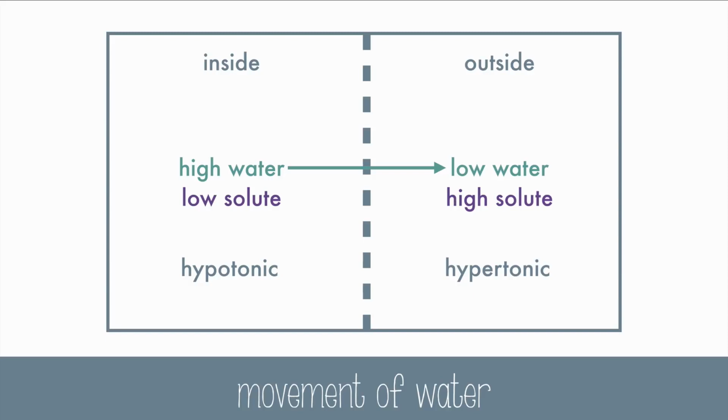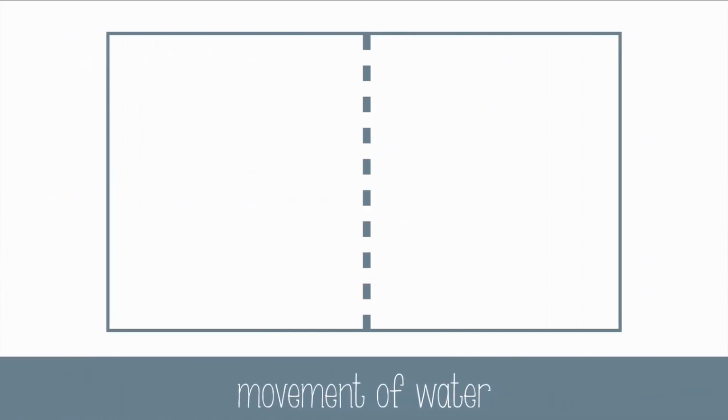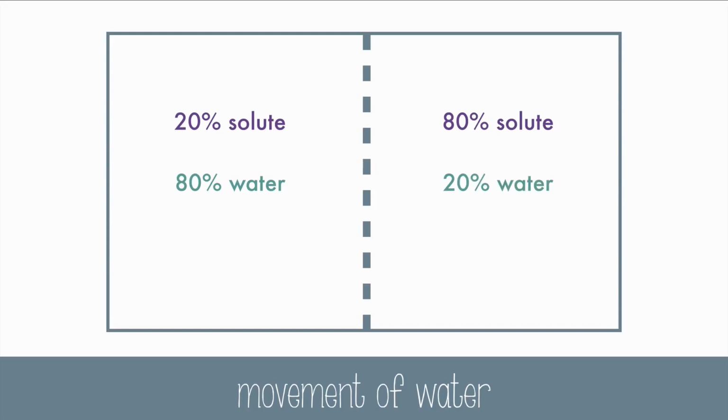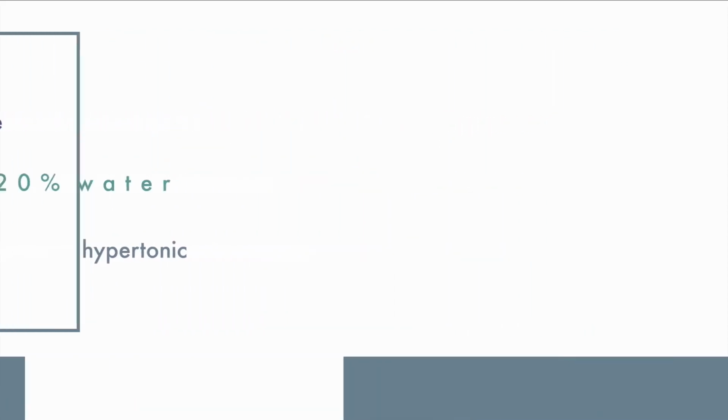Let's try some specific examples. Here's a scenario with 20% solute on one side and 80% solute on the other. Be careful here. The solute won't move, only water will. So we need to calculate how much water is on each side. Subtract 20 from 100% and you'll get 80% water on the left side. Subtract 80 from 100 and you get 20% on the right. Water moves from high concentrations of water to low concentrations of water, so it will move from the left to the right in this case. Again, the movement is from a hypotonic solution to a hypertonic solution.